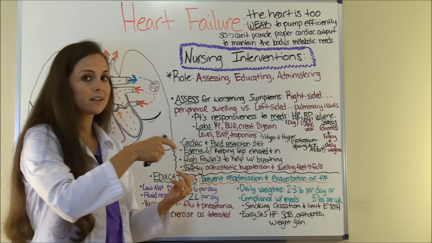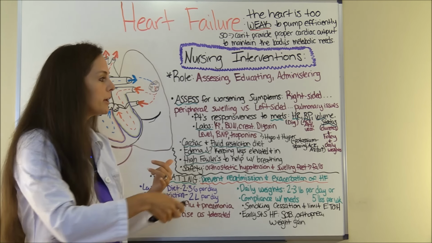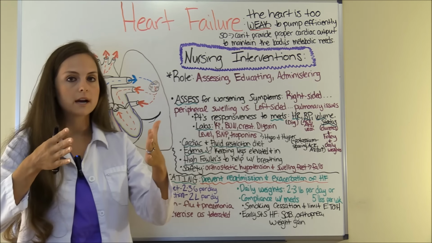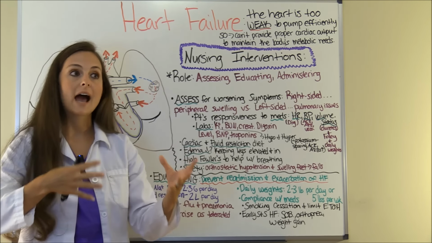Hyperkalemia. Medications that can cause that, which are sometimes prescribed in heart failure, are the potassium-sparing diuretics that actually do the opposite of loop diuretics. They keep potassium, like Aldactone.